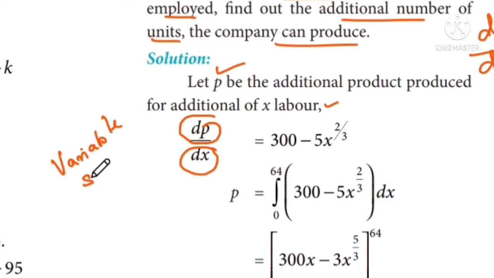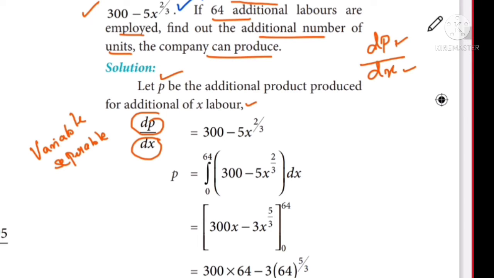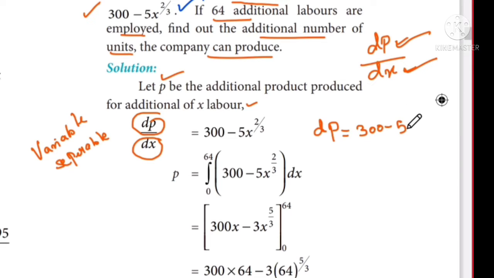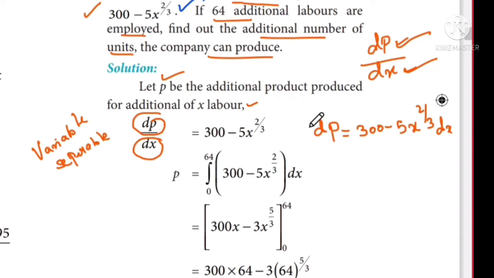What do you mean by variables separable? There are two variables here. Which are the variables? P, production, is a variable. X, the laborers. Both are variables, and both are changing, I told you. So you have to separate the variables, only then you can integrate. Separating the variables means keep dP this side, then take this to the other side. So it will become 300 minus 5x to the power 2 by 3 dx. Can you see that? I have separated x and p. X one side, p other side.